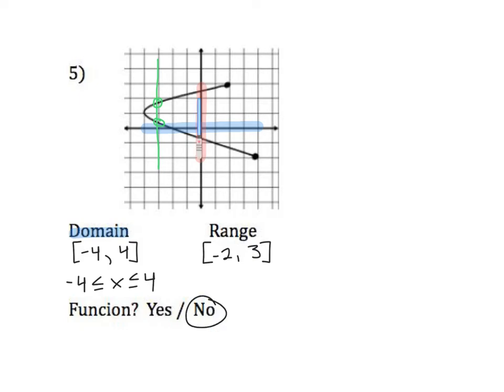And the reason, remember, is for this given input, there are 2 outputs. For this input, there are 2 outputs. And our main rule for functions is that for any given input, there's only one output. So this fails the vertical line test and is not a function.